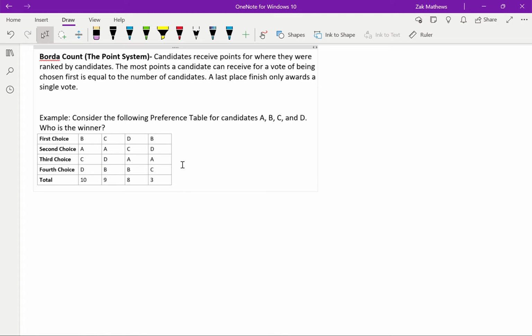So if you come in first, you get points. If you come in second, you get points. Third, you get points. Fourth choice, you still get points. But those points are going to be weighted according to your place of finish. So a last place finish only awards you a single point. I'm going to change that language right there. I'm going to change it to a point, not a vote.